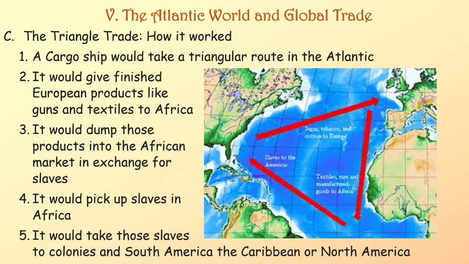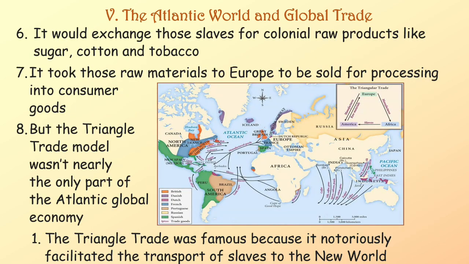The triangle trade and how it worked. A cargo ship would take a triangular route in the Atlantic. It would give finished European products like guns and textiles to Africa, sell them there. It would dump those products into the African market in exchange for slaves. So it would pick up slaves in Africa, and it would take those slaves to colonies in South America, the Caribbean, or even North America. It would exchange those slaves for colonial raw materials like sugar, cotton, tobacco, commodities. And it took those raw materials to Europe to be sold for processing into consumer goods.